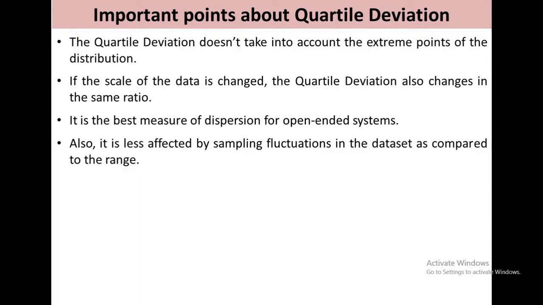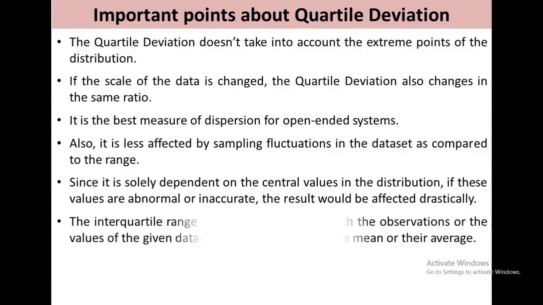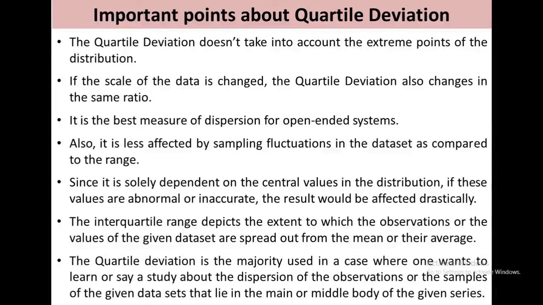Since it solely depends on the center values in the distribution, if in any experiment these values are abnormal or inaccurate, the result would be affected drastically. The interquartile range depicts the extent to which the observations or the values of the given dataset are spread out from the mean or their average. The quartile deviation or semi-interquartile range is mostly used in a case where one wants to study the dispersion of the observations or the samples of a given dataset that lie in the main or middle body of the given series.